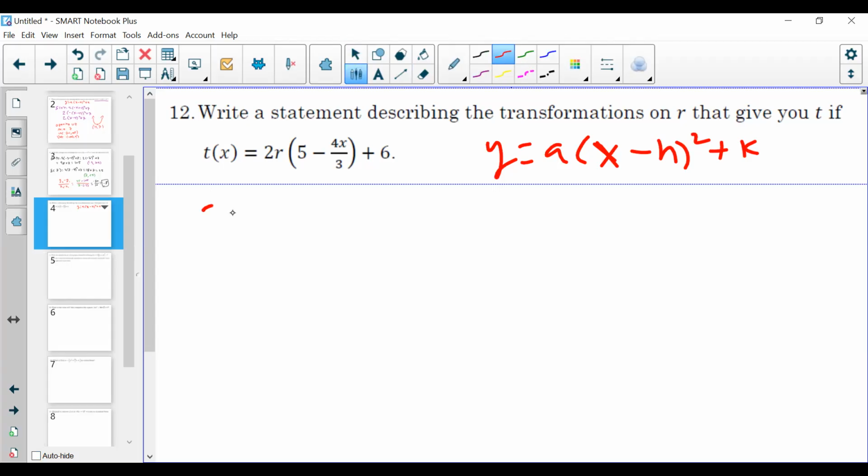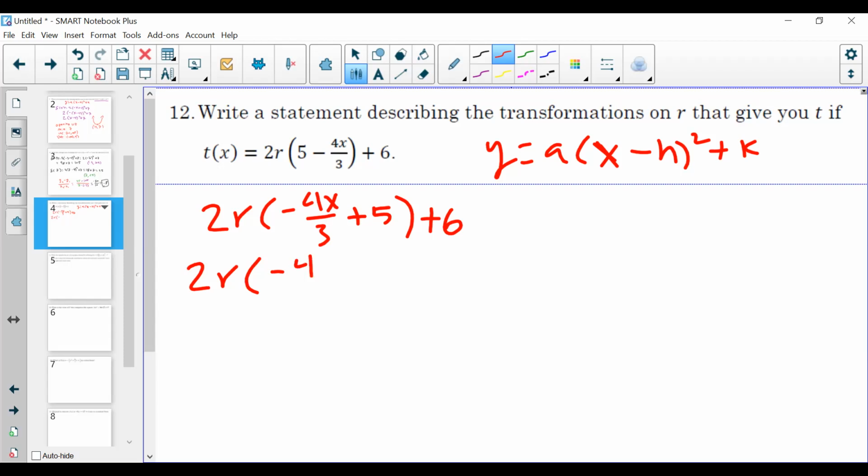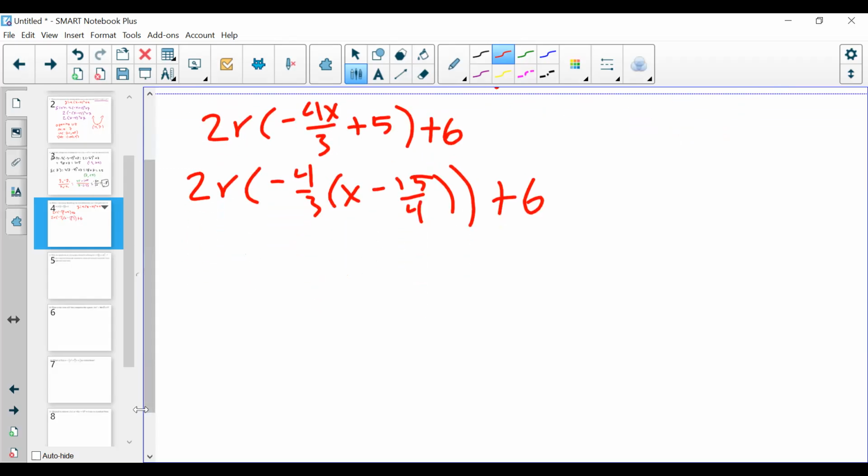So I can rewrite this as 2 times the quantity negative 4x over 3 plus 5, all plus 6. I can factor out that negative 4/3. So when I factor out that negative 4 over 3, I'm left with x. And then to factor out negative 4 over 3 from 5, you multiply by its reciprocal, negative 3 over 4, and you get negative 15 over 4, plus 6. Everyone with me so far? Are we okay? And then from here, let's find the transformations. So this 2, that tells me I have a vertical stretch by 2.